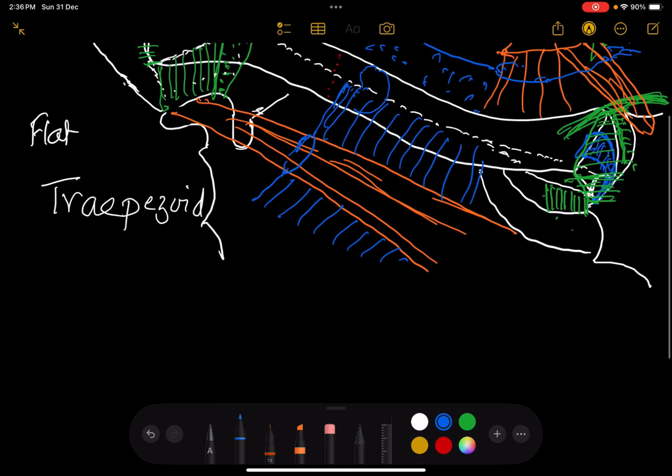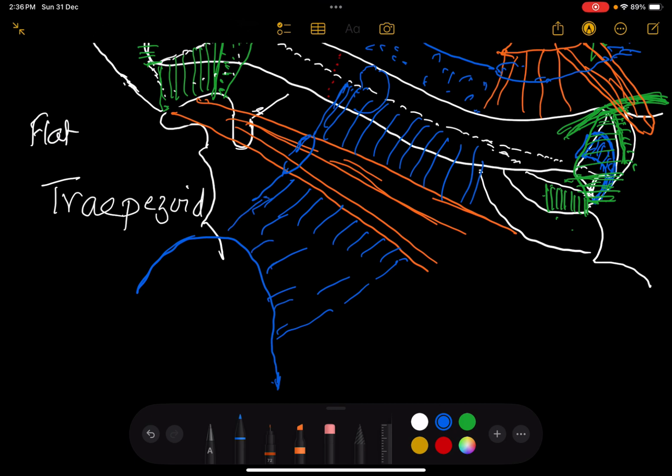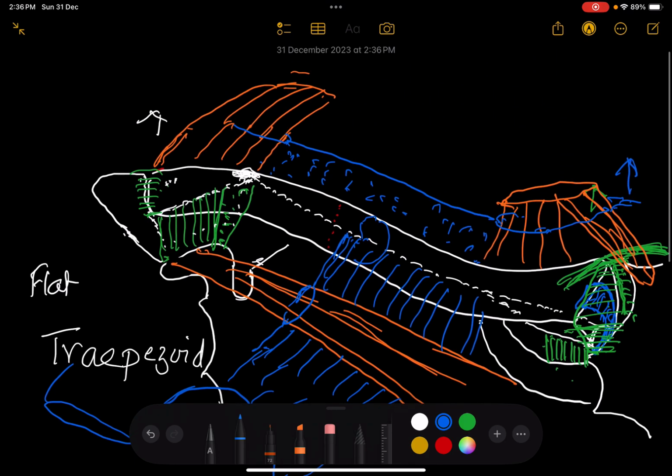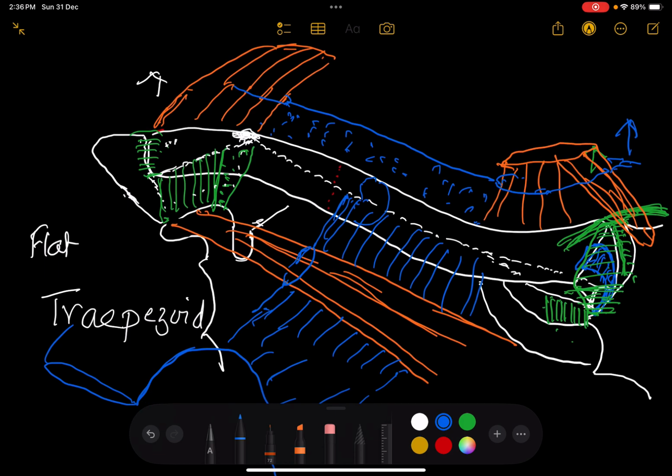So the suspensory ligament of the axilla would come like this and will hold the thoracic deep fascia going from the chest into the arm. This fascia connecting the inferior border of the clavicle to the pectoralis minor is called the clavipectoral fascia, and if we extend it laterally, you'll see that it gets continuous with the conoid ligament.